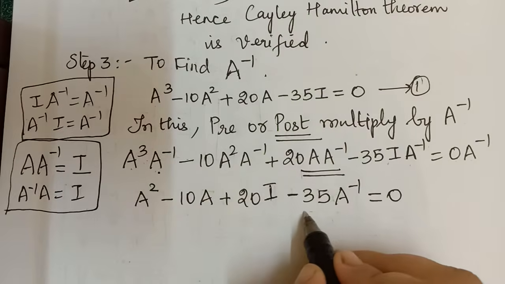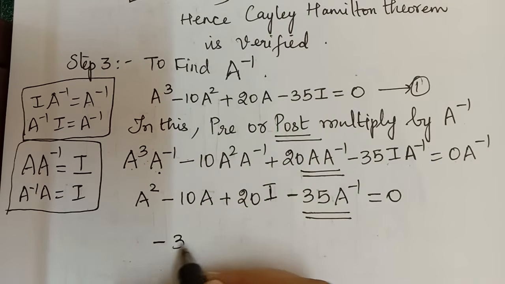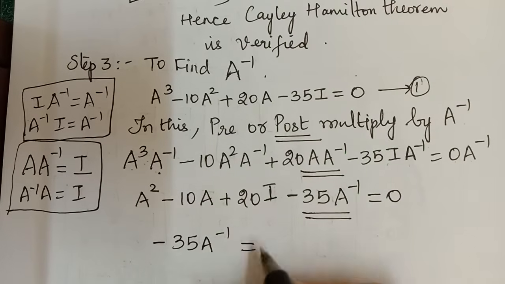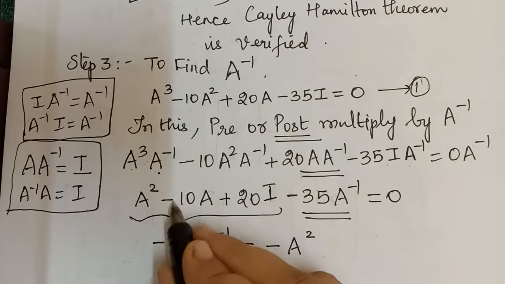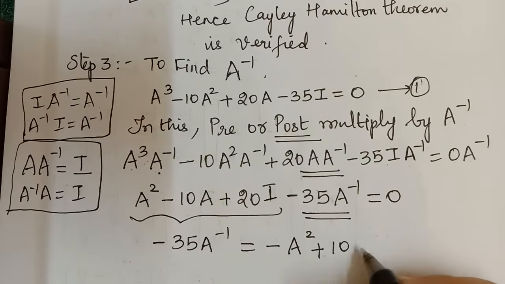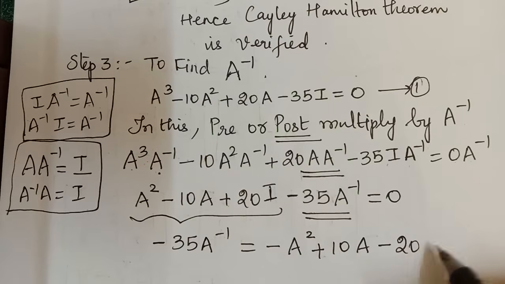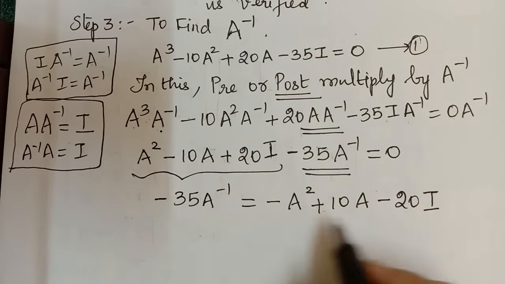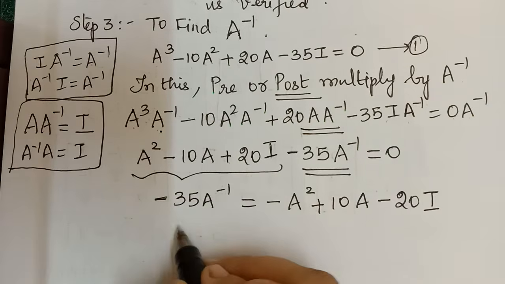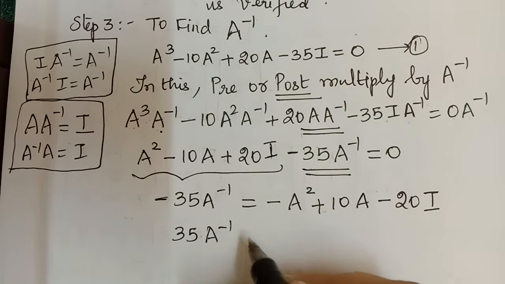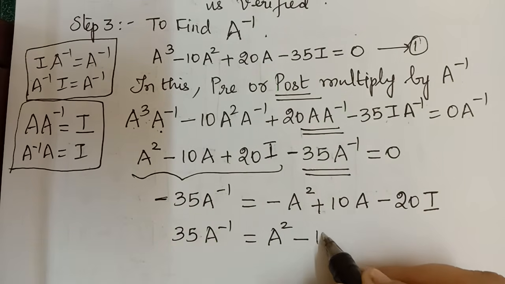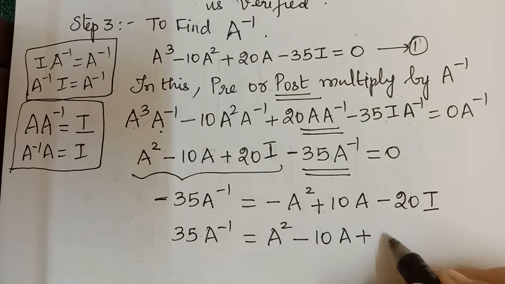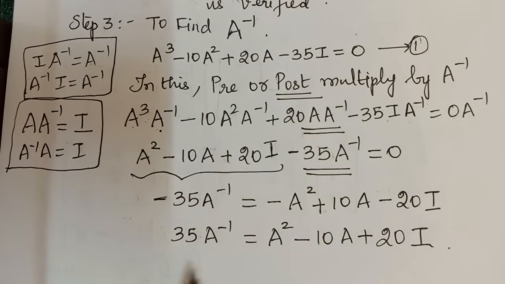And so now actually we have to find A inverse. So we can have minus 35A inverse on the left hand side and take the remaining everything to the right. So when we take it, it will become minus A squared. So this minus 10A, when it comes to the right, it becomes plus 10A, and then plus 20I, when it comes to the right, it becomes minus 20I. Now we will multiply by minus throughout in order to remove this minus. So we get 35A inverse equal to, so this minus will become plus now. So A squared. Now plus will become minus. So minus 10A. So minus will become plus. So plus 20I.